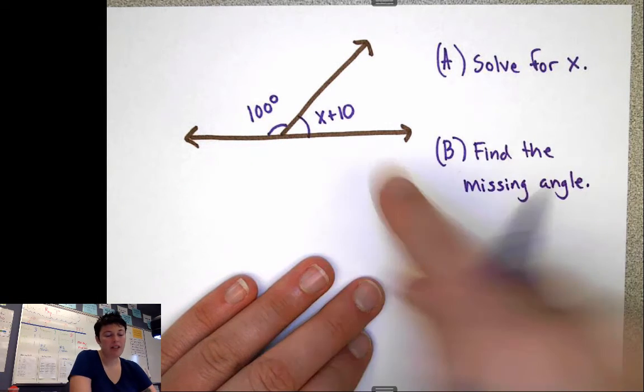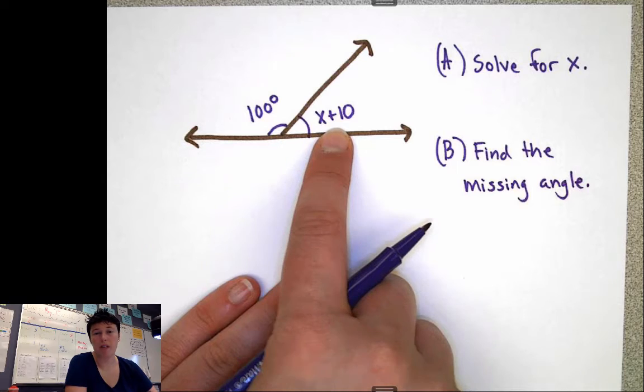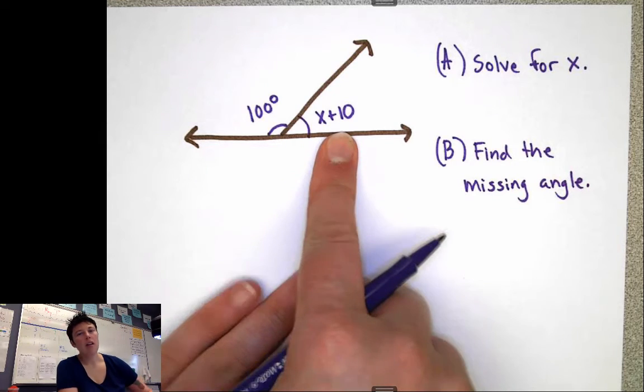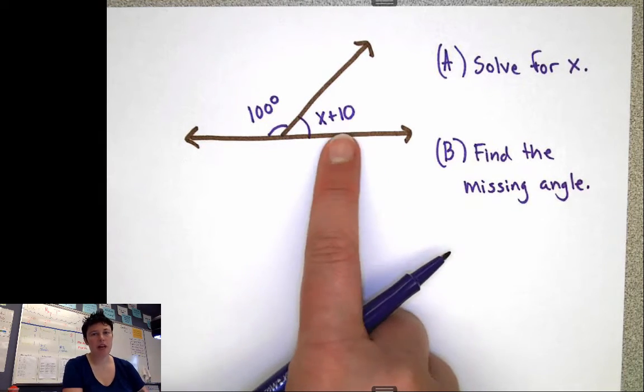Find the missing angle. This is the missing angle. We do not know its measurement. So this is what it's talking about. But to find that angle, we do need to know what x is first.